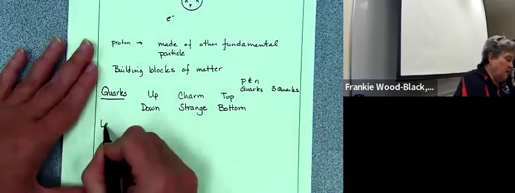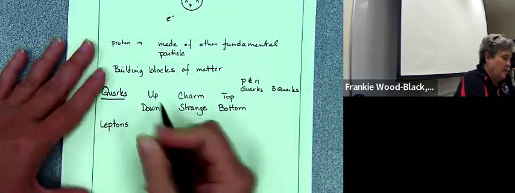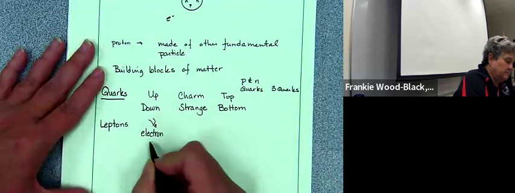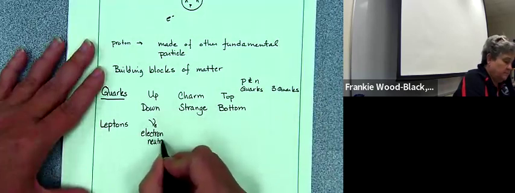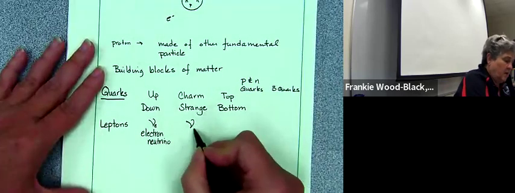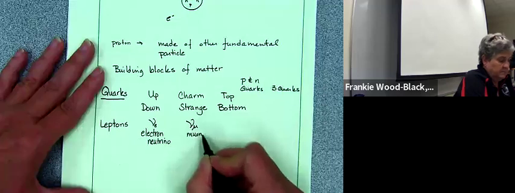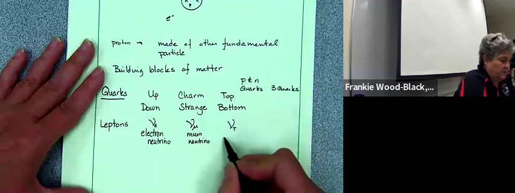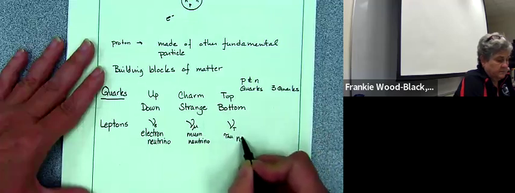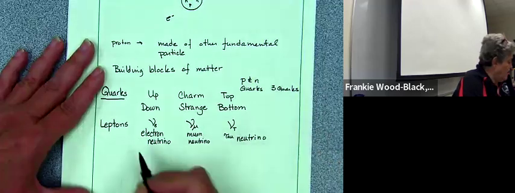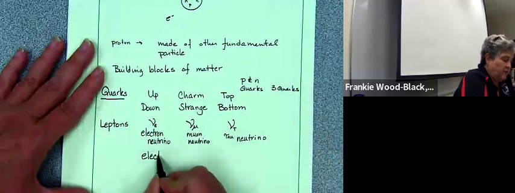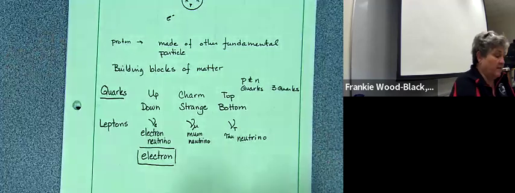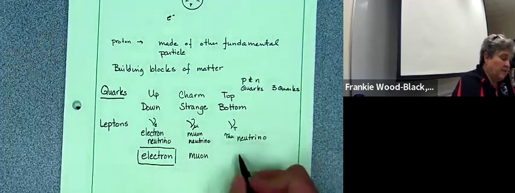We also have some particles that we call leptons. And we're going to get, this is the electron neutrino. This is our muon neutrino. This is our tau neutrino. We have an electron. An electron is a fundamental particle of the universe. So there's our electron. We have a muon. And we have a tau particle.